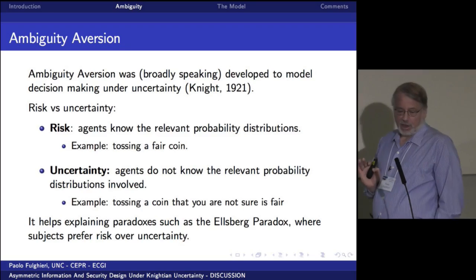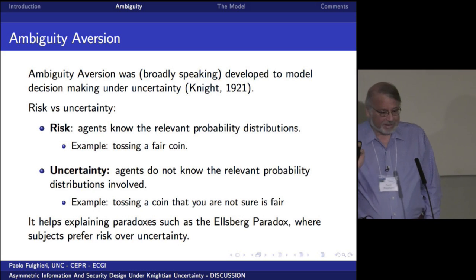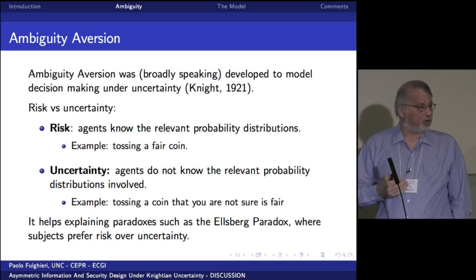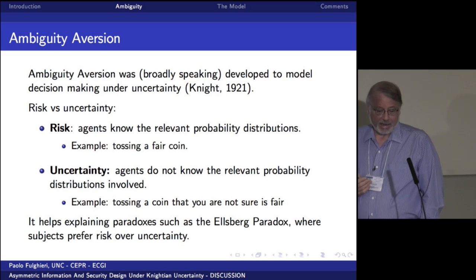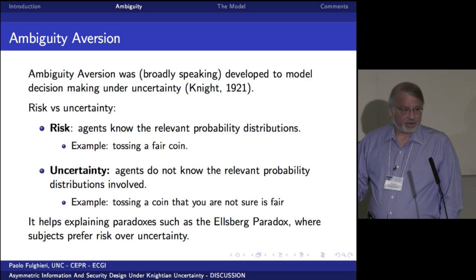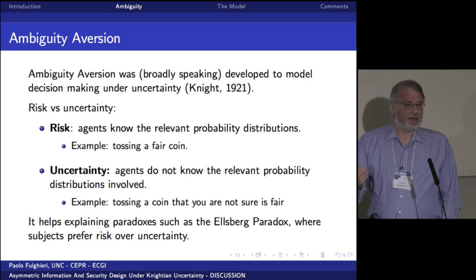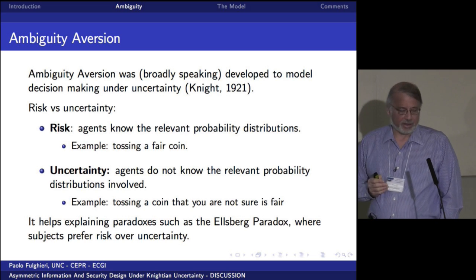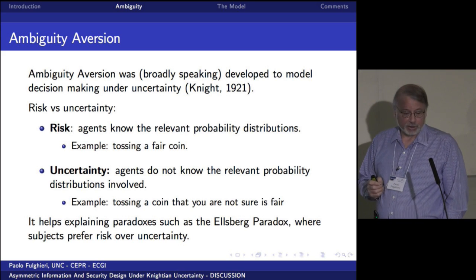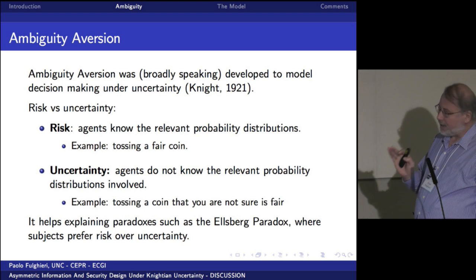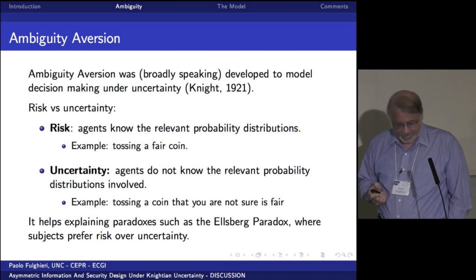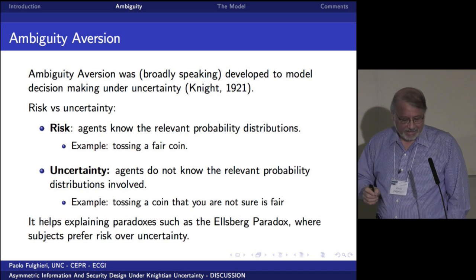Ambiguity aversion was, broadly speaking, developed as a way to model a situation where decision makers do not know the probability distribution involved in their decision-making process. This is the distinction between risk and uncertainty. Risk is when I know the probability distribution. I flip a coin where I know it's a fair coin, as opposed to uncertainty, where I do not know whether the coin is fair, so I don't know what the probability distribution is. It was developed to explain a certain paradox that emerged in experiments on decision making, and the most important one is the Ellsberg Paradox.